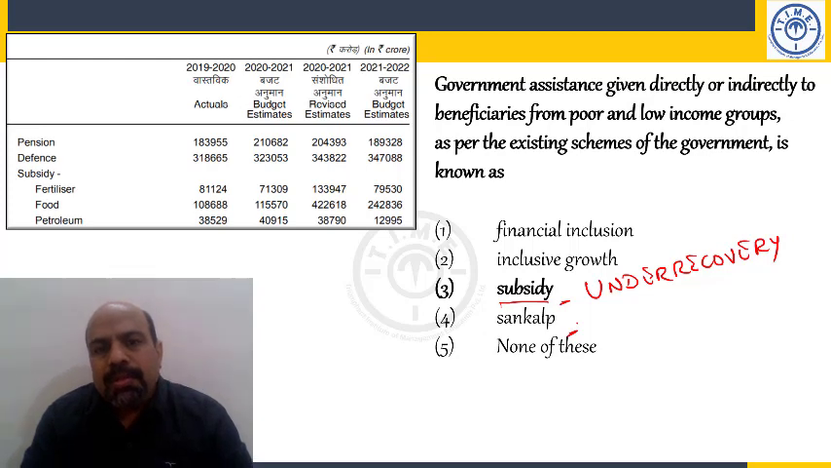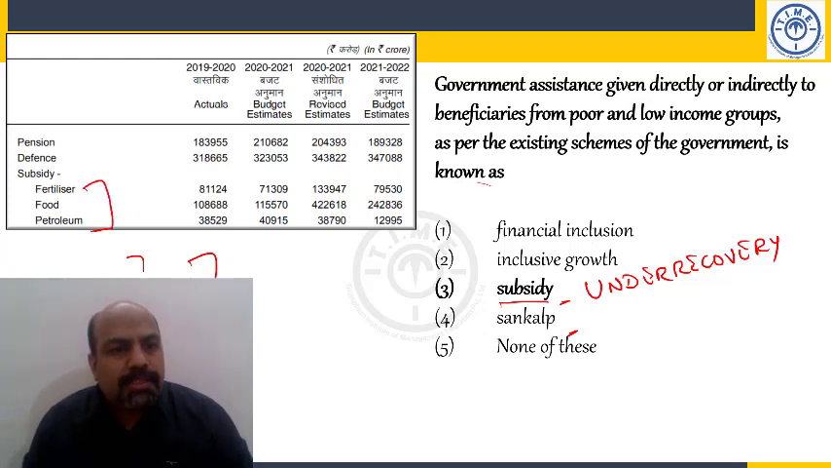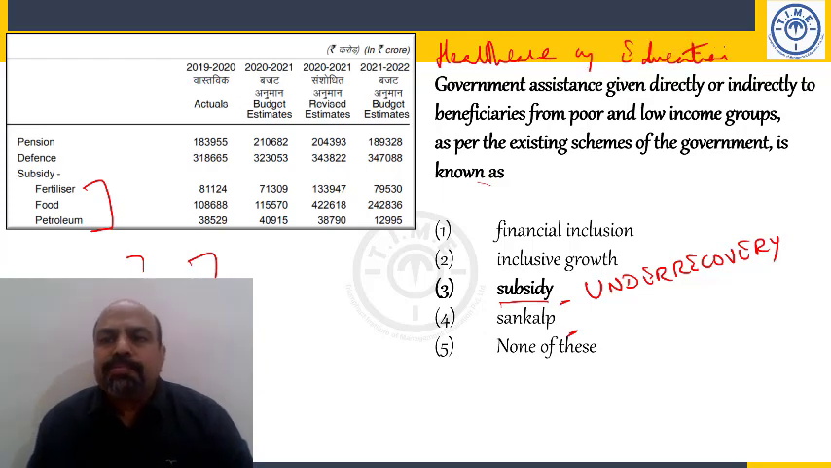Right, number 3. Major kinds of subsidies in India. Food. You could write these 3 mentioned in this particular graphic: fertilizer, food, petroleum, to which you could add healthcare and education, especially in government institutions.